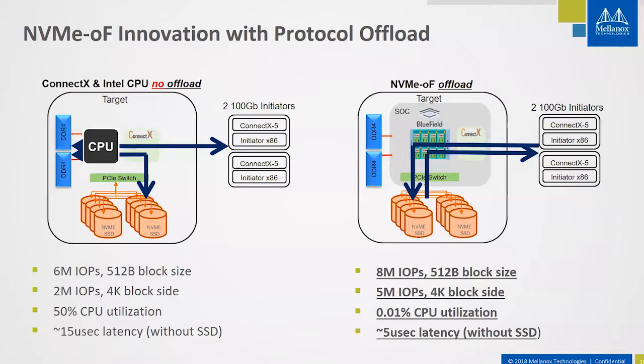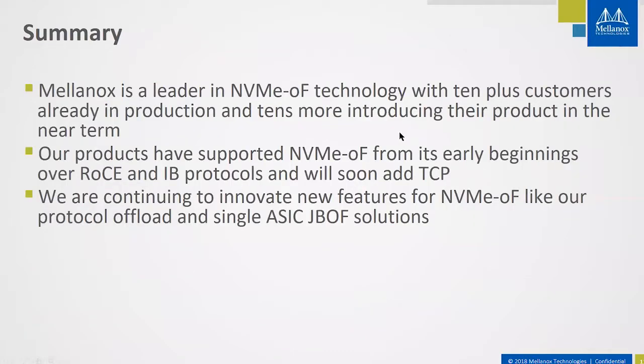So if you compare local to network, before with the regular ConnectX-5 with no offload, the networking was adding 15 microseconds of latency. But now with the Bluefield and the embedded ConnectX-5 and the offload, it's adding only 5 microseconds of latency. So that's a big improvement in making the networking more efficient by using this NVMe over Fabrics offload.